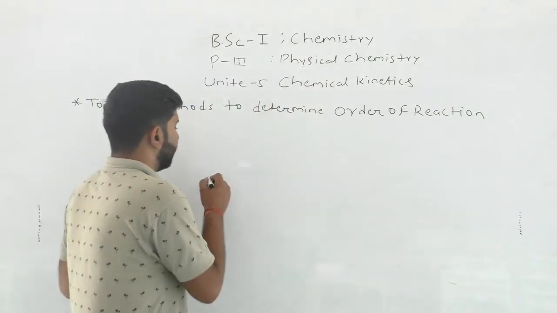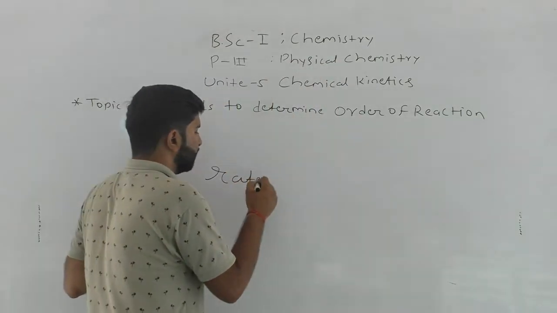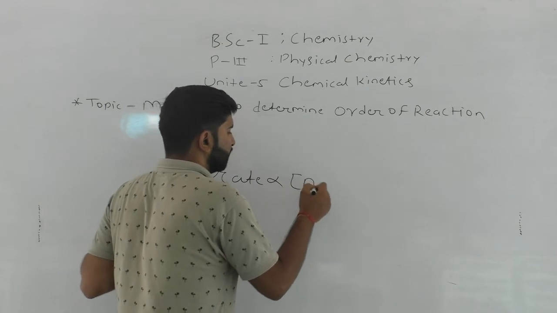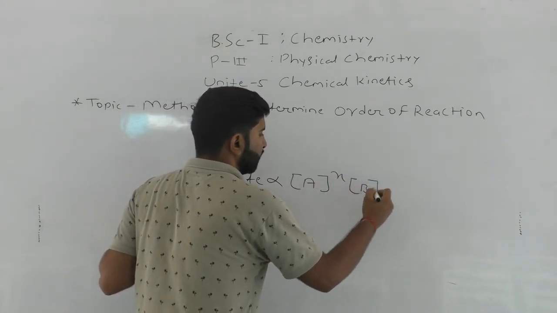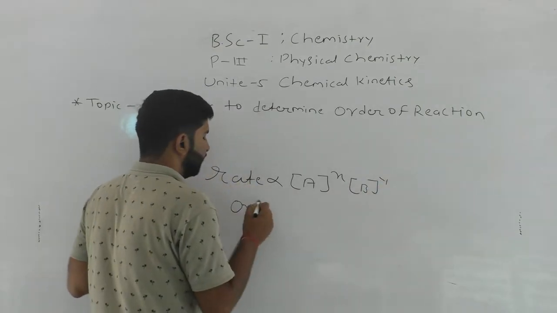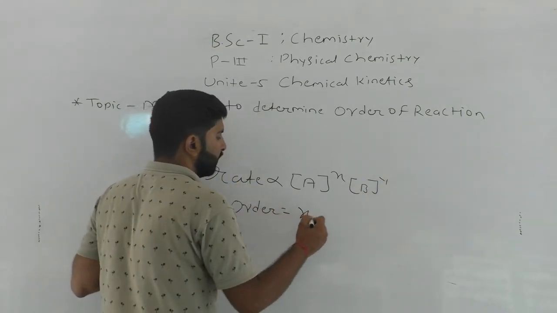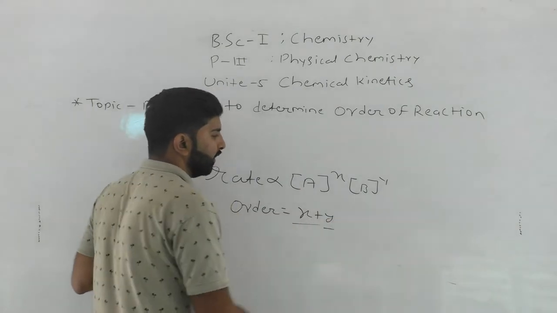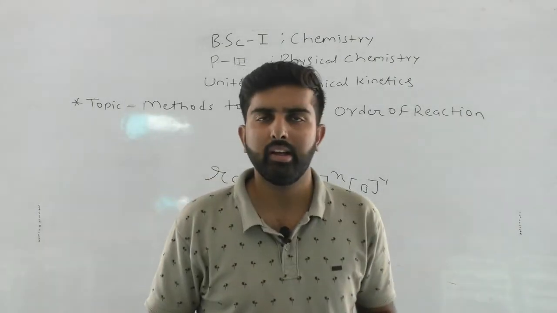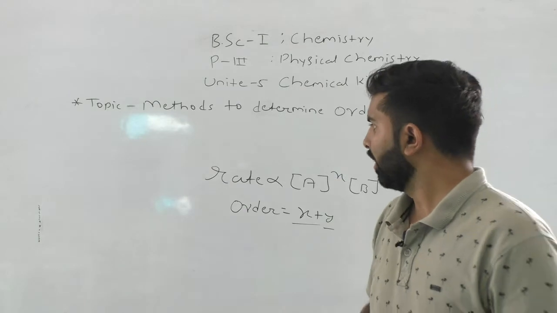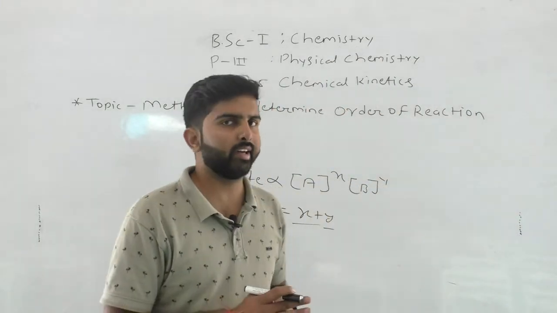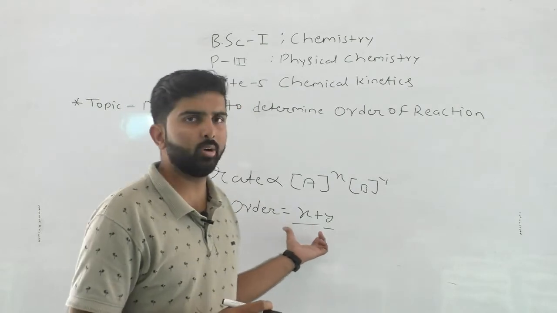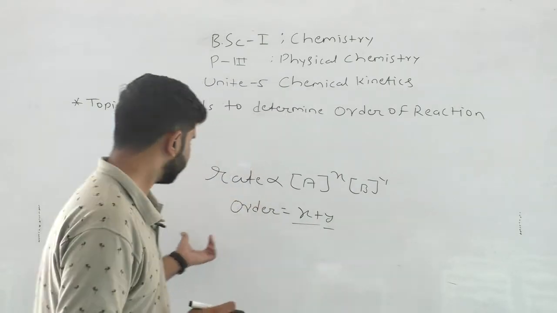Means the order of the reaction is x plus y. So the order is equal to the sum of the powers of the concentration in the rate equation. Here we use four types of methods to determine the order of the reaction.